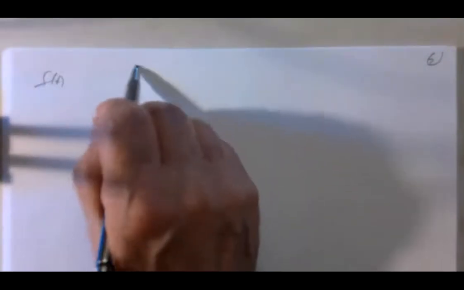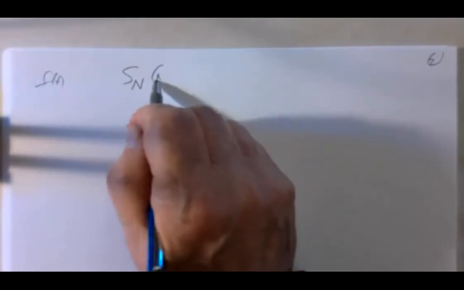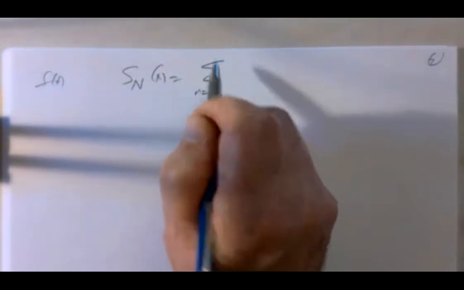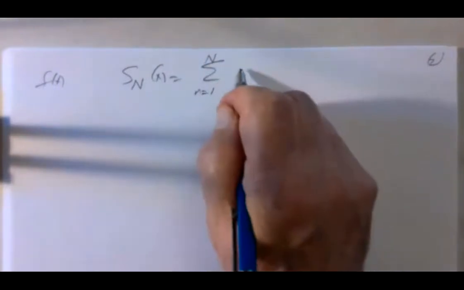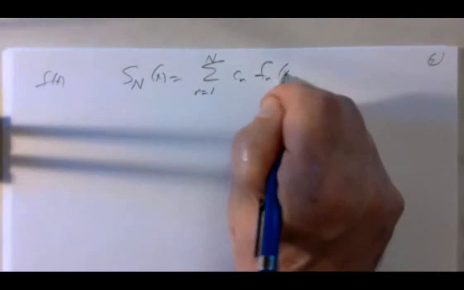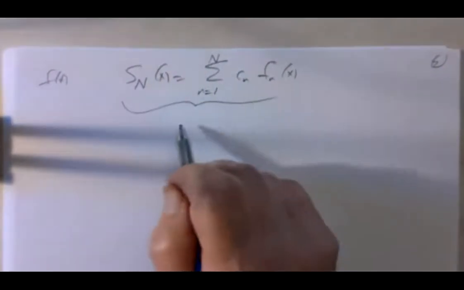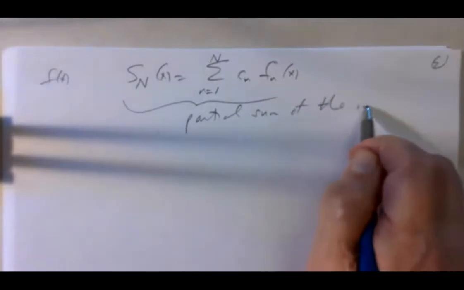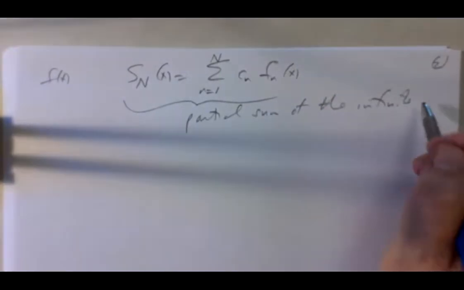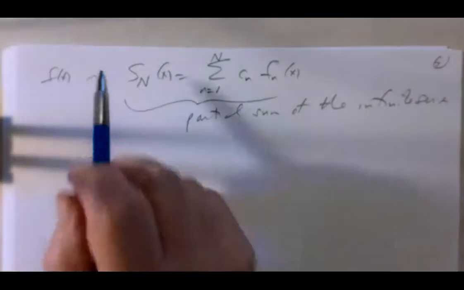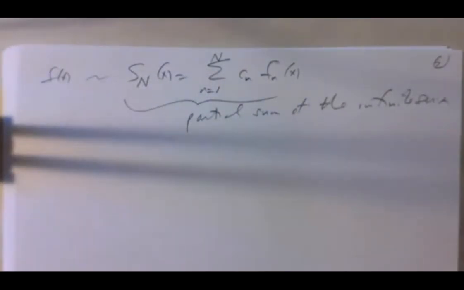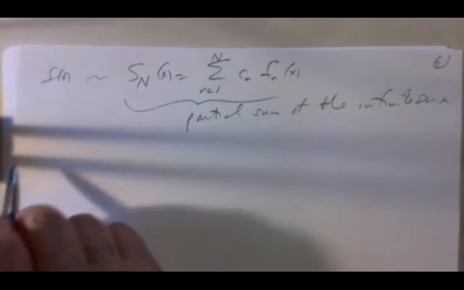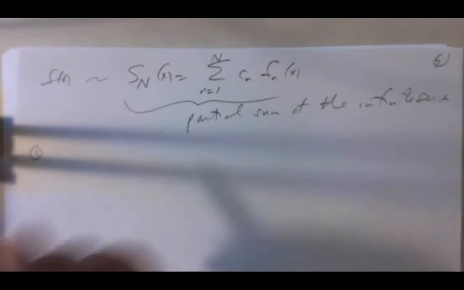So we have f of x, and we're comparing it to this partial sum, the sum from 1 to capital N of C sub n f sub n of x. So this is a partial sum of the infinite series. And how close are these? In what sense? We have 3 different ways to compare these two.